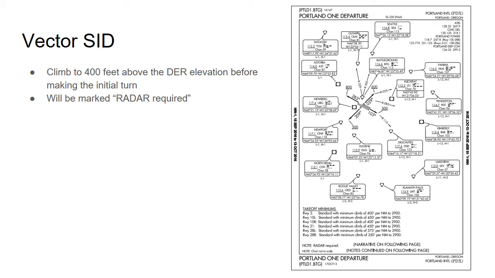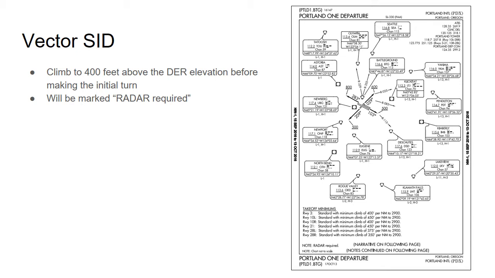Some SIDs may rely on vectors. ATC provides radar vectors from just after takeoff until reaching the assigned route, or as depicted on the SID chart. You are expected to climb to 400 feet above the departure end of the runway, or DER elevation, before making the initial turn. Radar SIDs do not include departure routes or transition routes because independent pilot navigation is not involved.